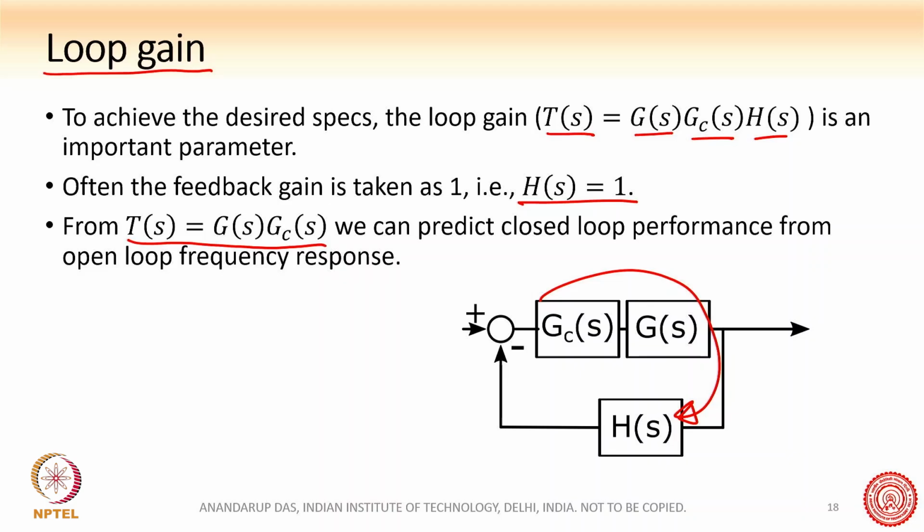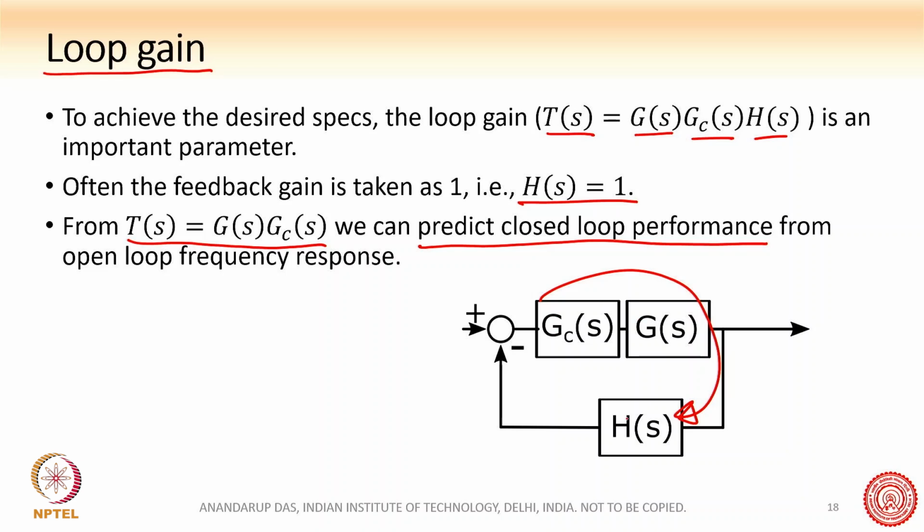Now why is the loop gain an important parameter? The loop gain is important because by observing the frequency response of the loop gain, we can actually predict the closed loop performance. This is very much beneficial. Because all the time if you start closing the loop and getting the transfer function, it will become a complicated expression. And with the loop gain, which is like an open loop gain, you can see here we are just seeing GCS, GS and HS.